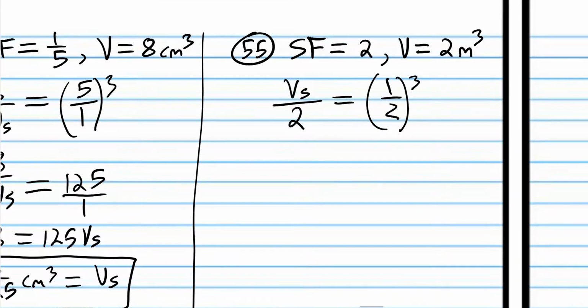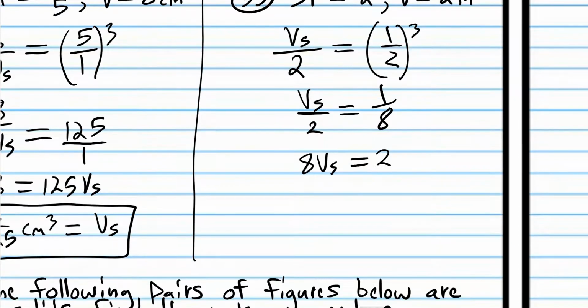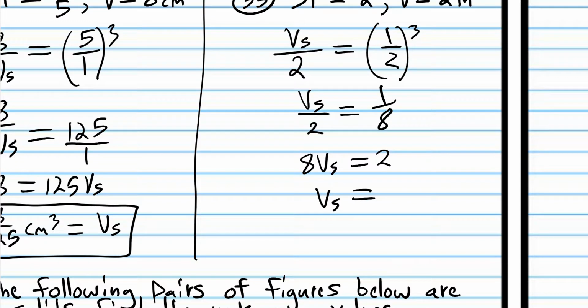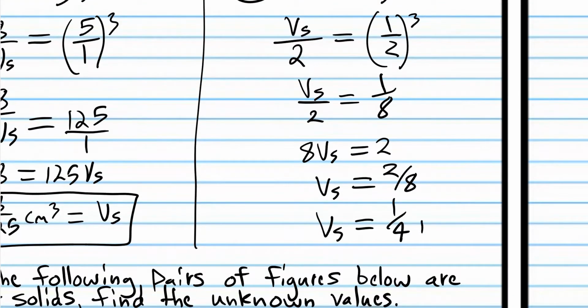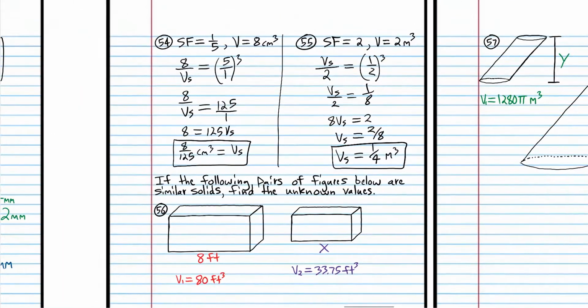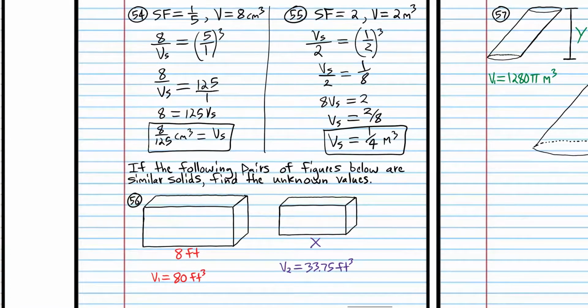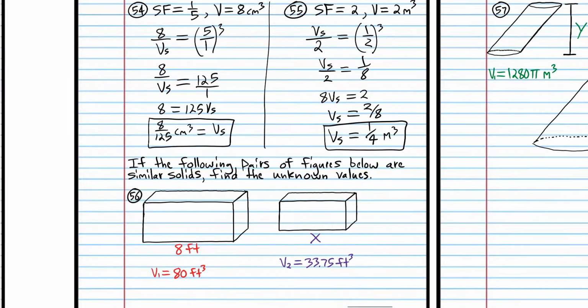So now we have 1/8. Cross multiply, we get 8 VS is equal to 2. Divide both sides by 8. VS is equal to 2 over 8, which reduces to 1/4 of a cubic meter is the volume of the smaller solid. So we just ended up with a lot of fractions there. I didn't mean to do that, but that's just random numbers there. So if you got 1/4 of a cubic meter, good job.